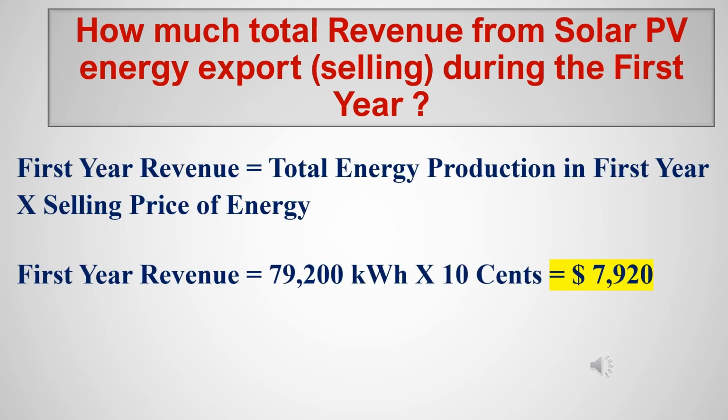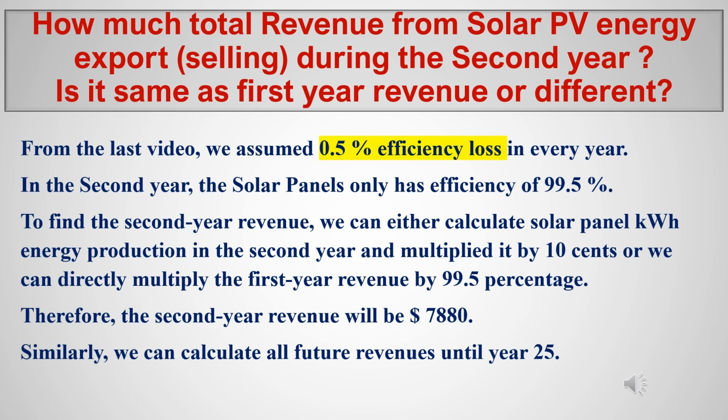How much total revenue from solar PV energy export selling during the first year? First year revenue equals total energy production in the first year multiplied by the selling price of energy. First year revenue equals 79,200 kilowatt-hours multiplied by 10 cents equals $7,920.